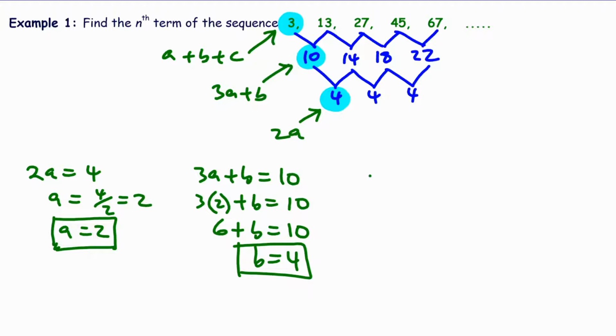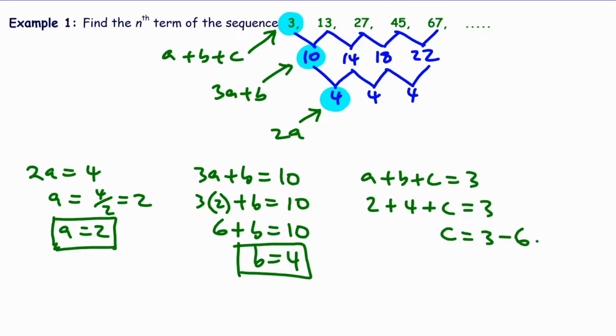And then the last equation, a plus b plus c is equal to 3. And let's plug in what we know. We know that a is equal to 2, b is equal to 4. So which means c will be equal to 3 minus 6, which is negative 3. So c will be equal to negative 3. So we have the constants.